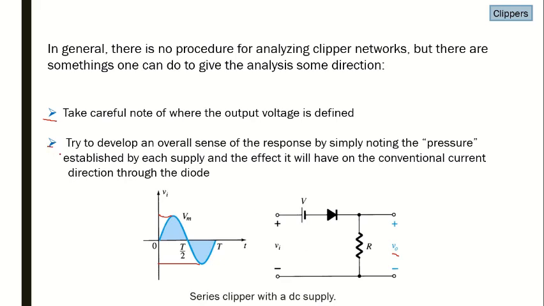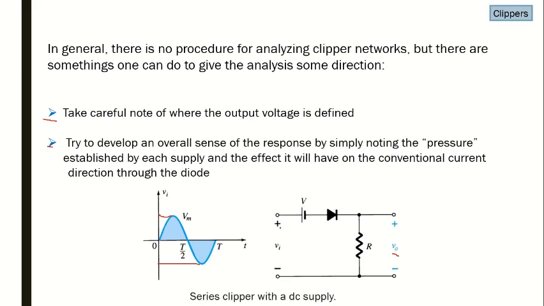As a second step, we need to make a mental sketch of the response of the network based on the direction of the diode and the applied voltage level. Means we need to try to develop an overall sense of response by simply noting the pressure established by each supply.